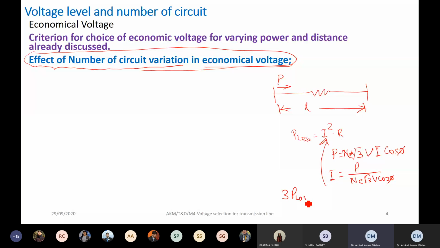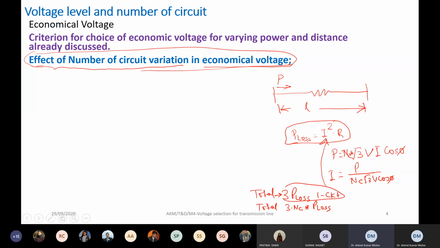For the single circuit case, the total power loss will be 3 into NC into P loss, because this power loss is for each individual conductor, only one conductor. In the three phase single circuit we had three conductors, so that's why the total power loss is 3 times this expression.